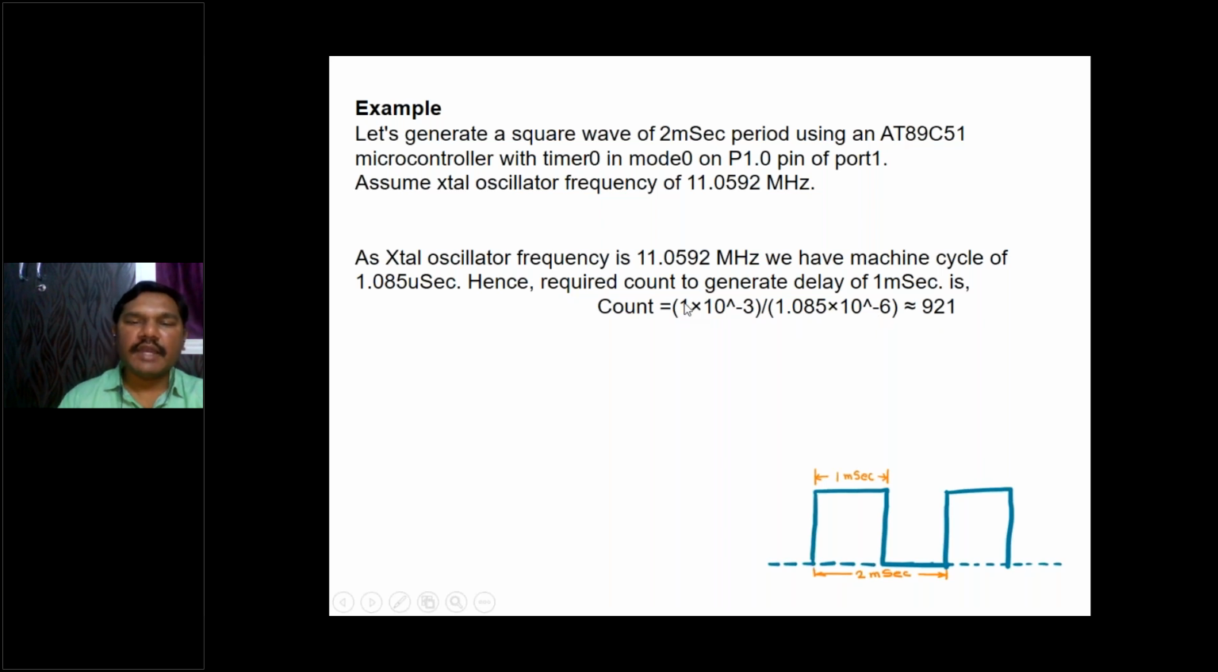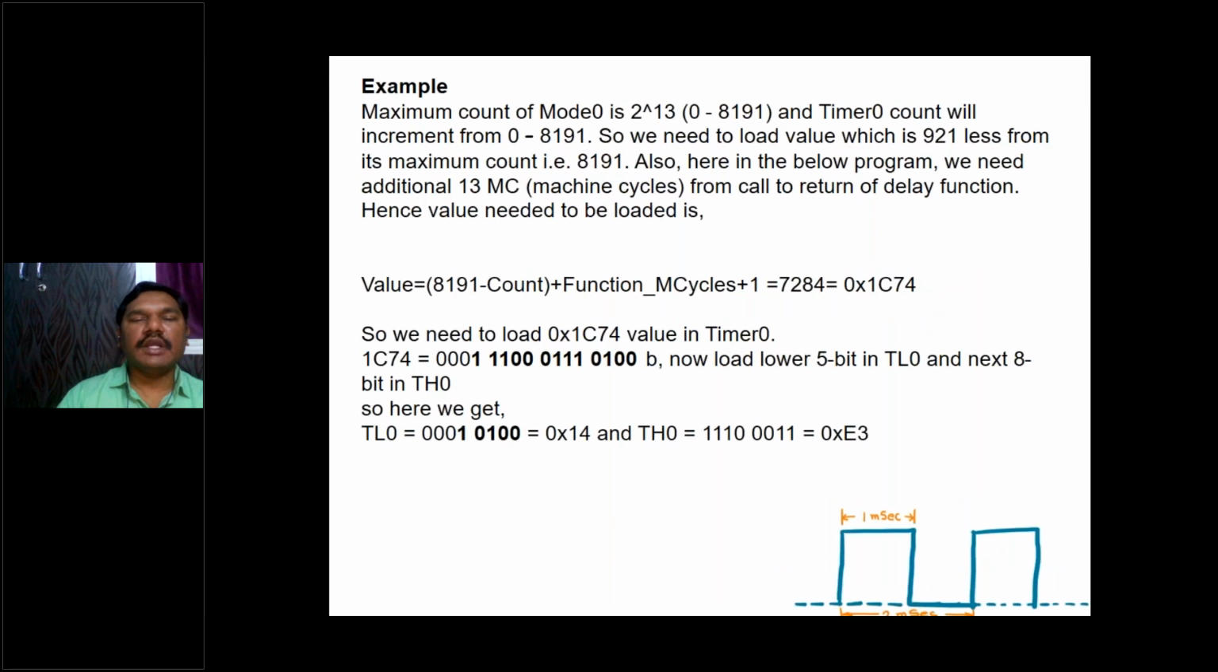Right, that is the required time period divided by the known crystal oscillator period, which will give a value of 921. Right, so this 921 value is the count in the 13-bit counter, meaning 2 power 13 equal to 8192, or 8191. So if you subtract the count value 921 from 8191 plus 1, then it gives you 7284, equal to 1C74. What is the 13-bit count? That we have seen.